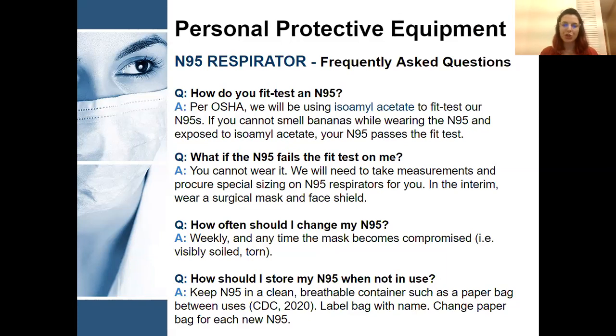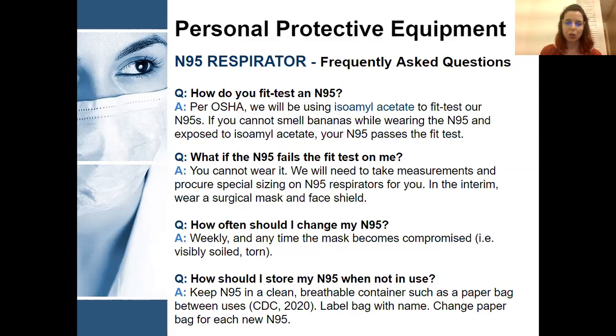How often should you change the N95 or KN95? So weekly, and anytime the mask becomes compromised, visibly soiled, torn. N95s and KN95s are approved for 5-day use maximum, which means you can use them from Monday through Friday, and we will look to replace that on a weekly basis.